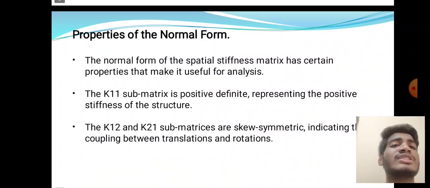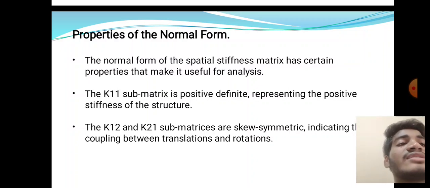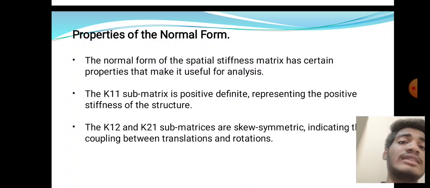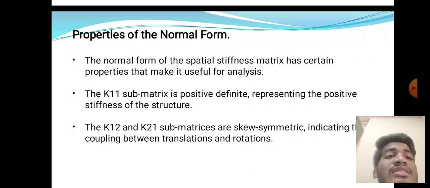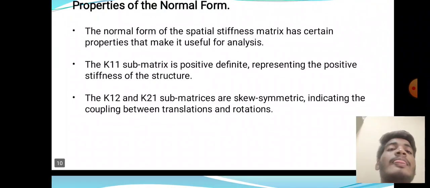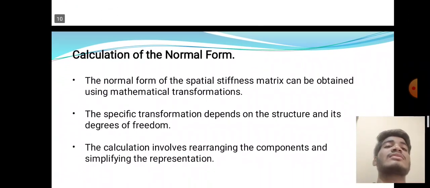What are the properties of the normal form? The normal form of the spatial stiffness matrix has certain properties that make it useful for analysis. The K11 submatrix is positive definite, representing the positive stiffness of the structure. The K12 and K21 submatrices are skew symmetric, indicating the coupling between the translations and rotations.